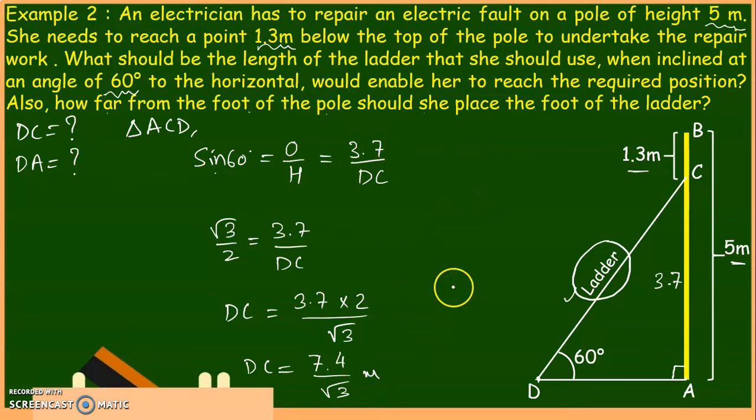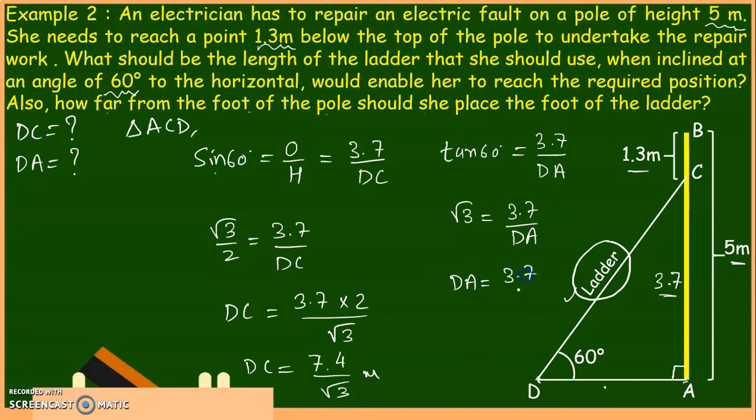And if you want to find out the DA, that is the distance between foot of the ladder and foot of the pole, so here this is the adjacent side and opposite side 3.7 we know. So here we can use the formula of tan 60 degree, that is the opposite side divided by adjacent side. Opposite side is 3.7 and adjacent side is DA, that we need to find out. tan 60, the value is root 3, equal to 3.7 divided by DA. So here we get DA equal to 3.7 divided by root 3.